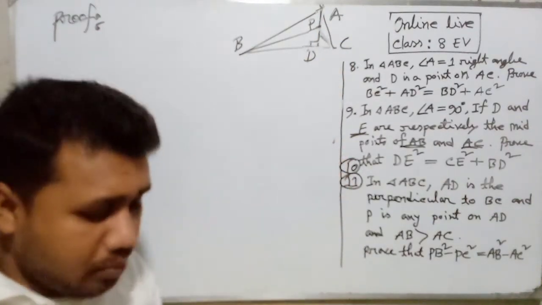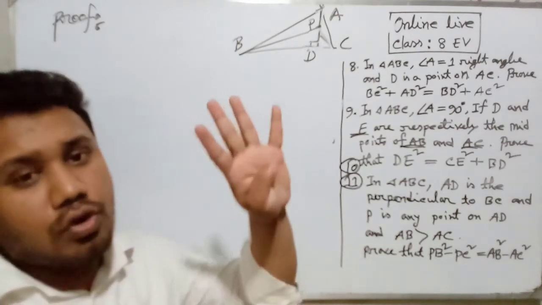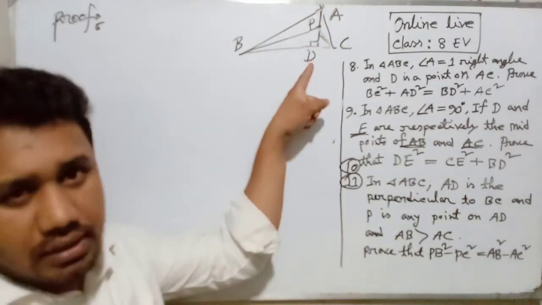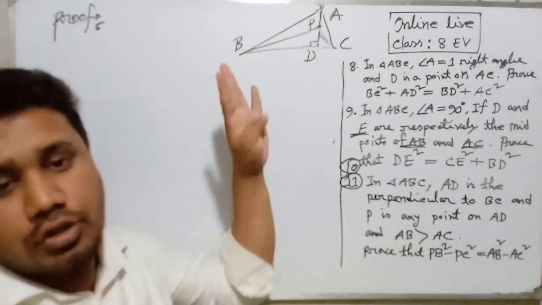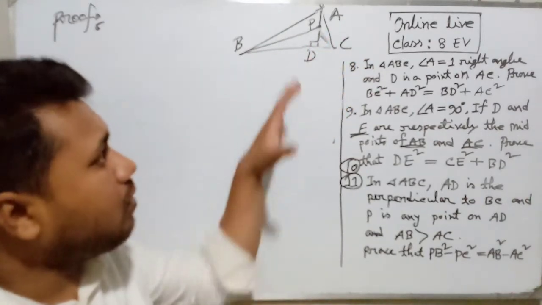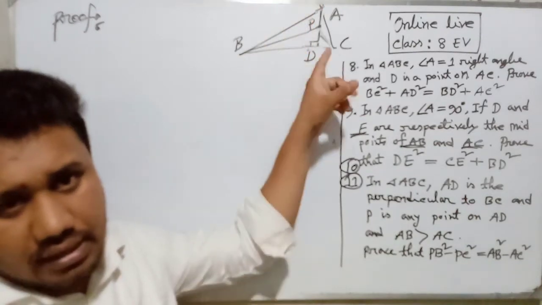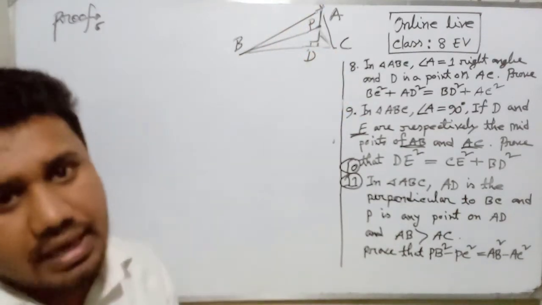So here how many right angle triangles, dear students? Look, there are 4 right angle triangles: ABD, ACD, PBD, PCD. So there are 4 right angle triangles. Now suppose at first we take the first 2 right angle triangles, ABD and ACD.